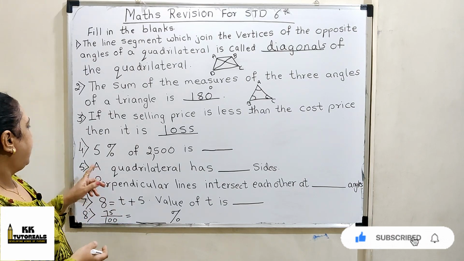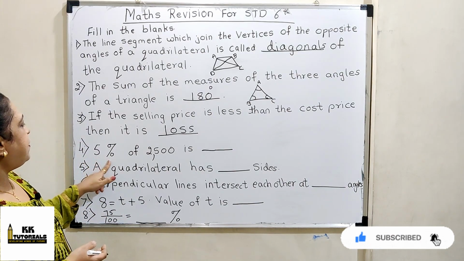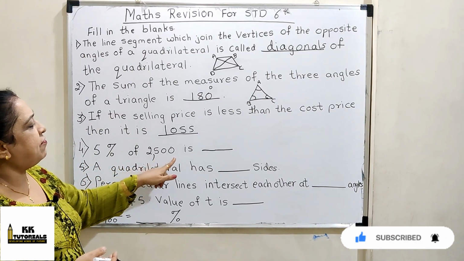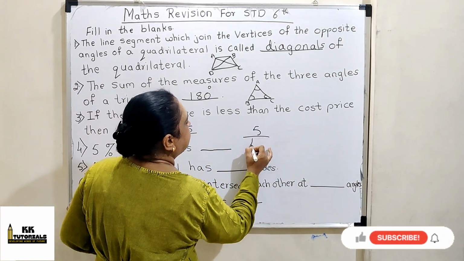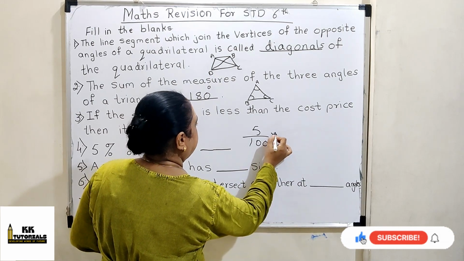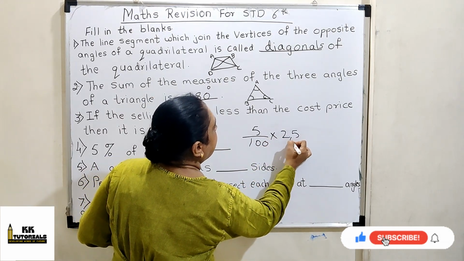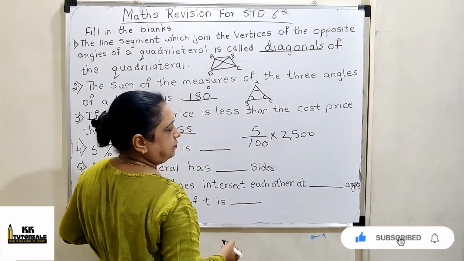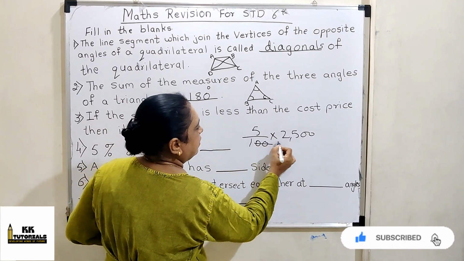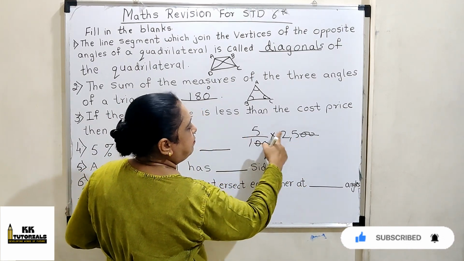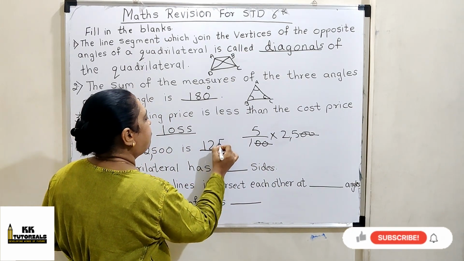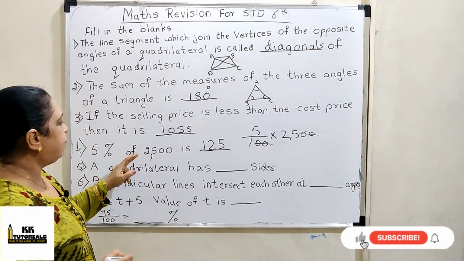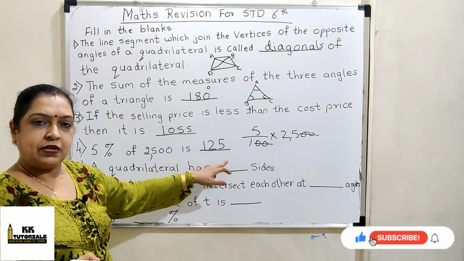Now, number 4. 5% of 2,500 is 5% of 2,500. 5 multiplied by 25, it's 125. 5% of 2,500 is 125.